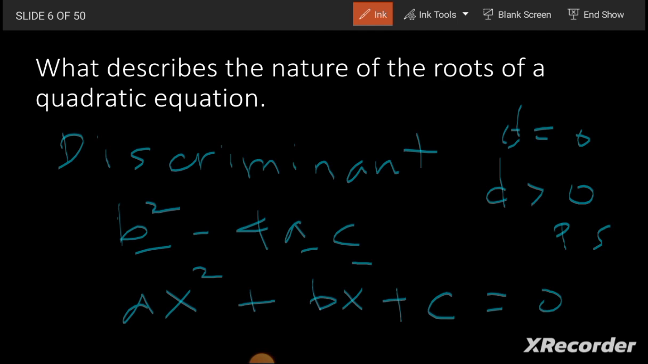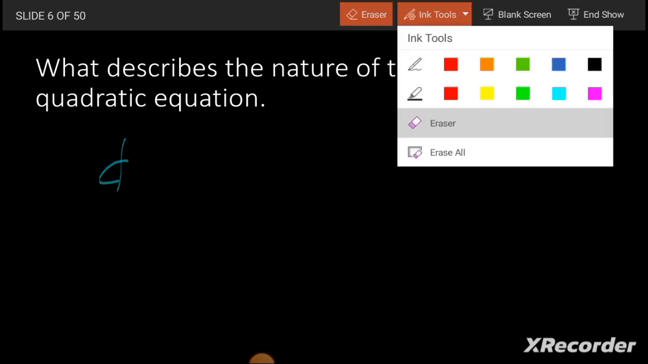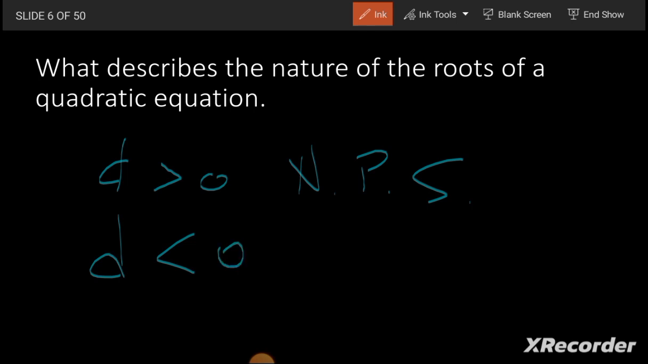And if the discriminant is greater than 0 but not a perfect square, then the nature of the roots that can be solved from the quadratic equation are real, irrational, and not equal. But if the discriminant is less than 0, then the quadratic equation has no real roots.